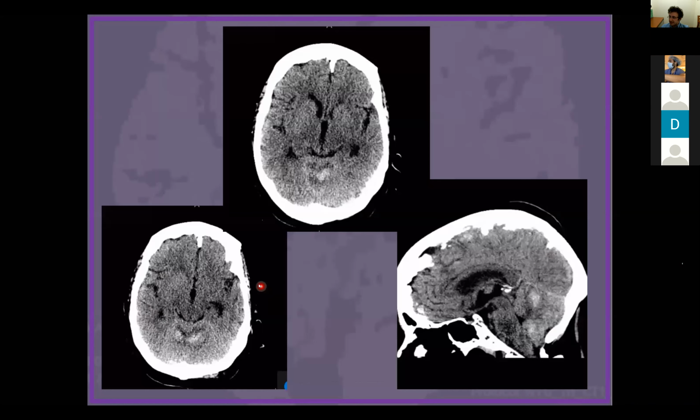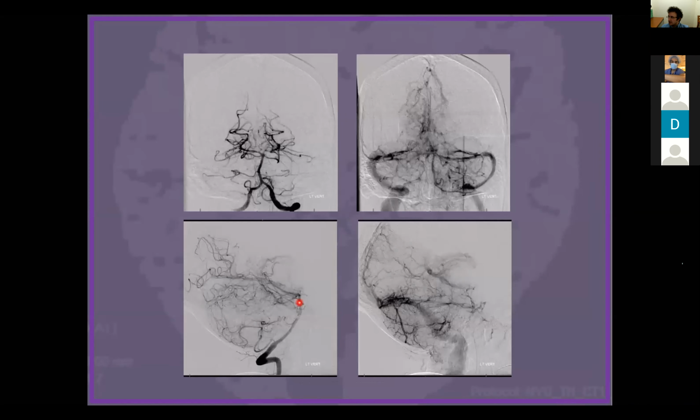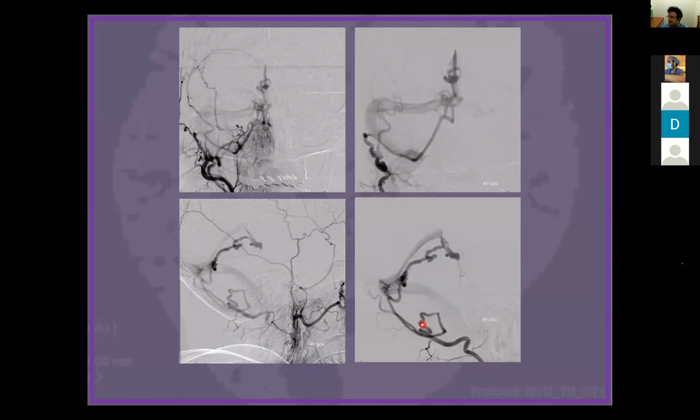Now here's another case, a different person, who presents with this hemorrhage. And here, when you look at these injections, there's nothing really that jumps to mind. It looks like the sinuses are open, so what's going on? This is the external injection, and this is a dural fistula.